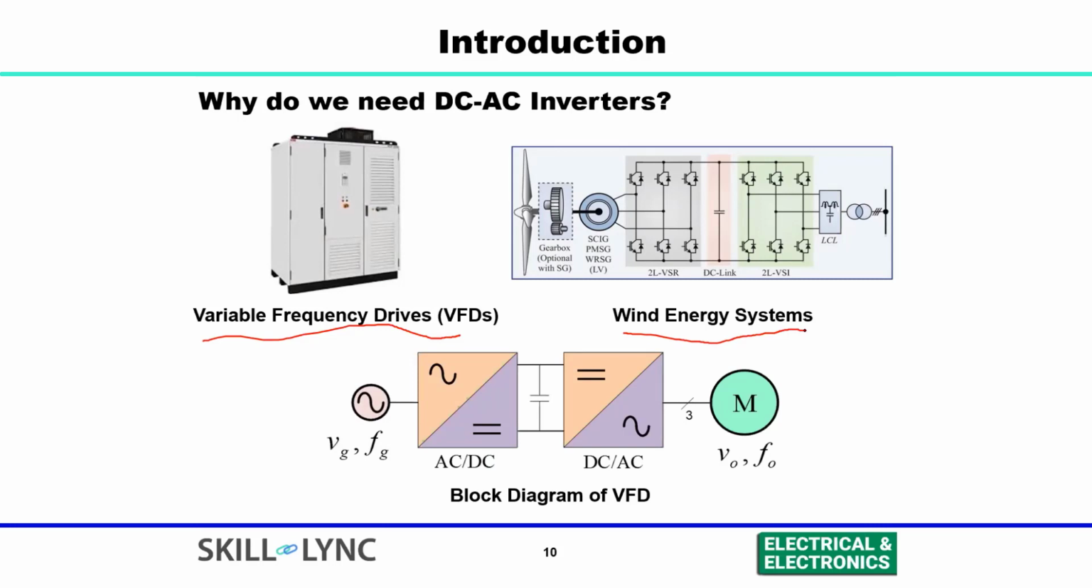Here, if you see wind energy, this is a wind turbine connected to a machine, which generates pulsating AC, and we connect it to an energy storage here. Then from the DC, we connect to a grid with AC at a constant voltage and frequency, the amplitude and the frequency. So this portion is the DC to AC conversion stage.